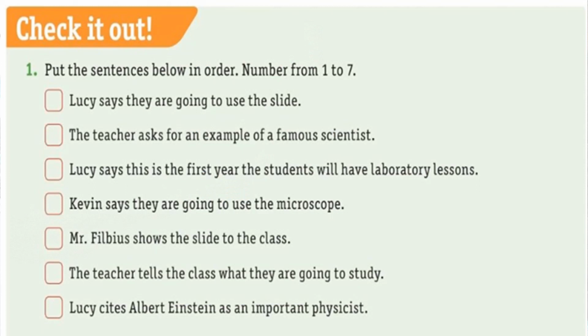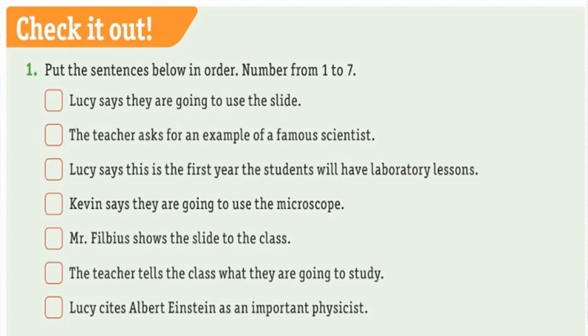In this Check It Out exercise, we have to put the sentences below in order, numbering from 1 to 7. So we need to understand the text, everything you see happening during that chemistry lesson, in order to put the sentences into the correct order. We have the sentences just like this.